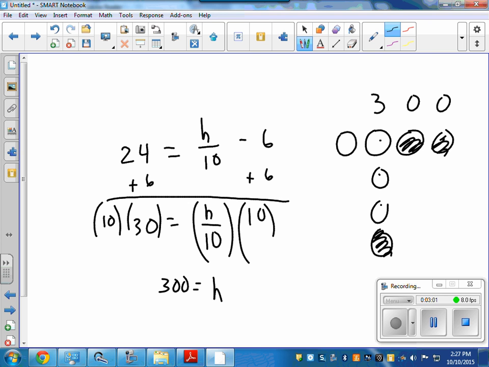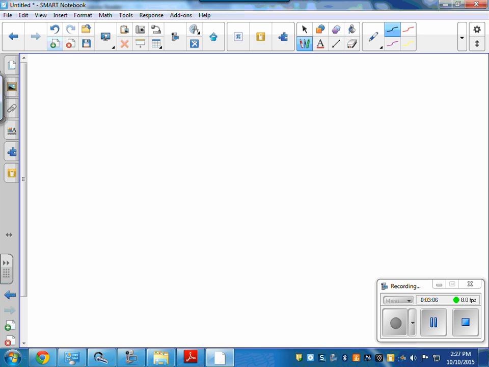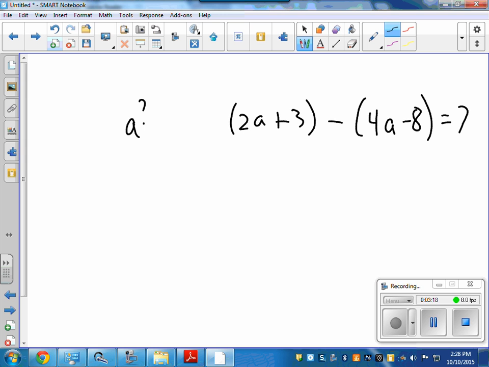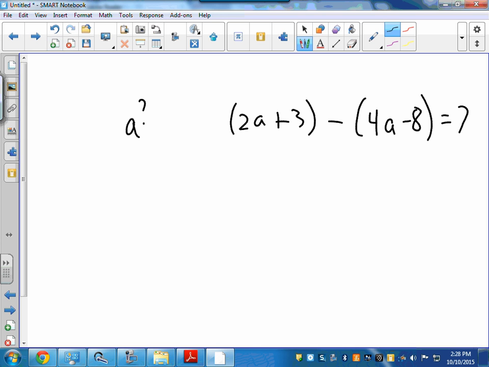Okay, number 15. Let's look at 15. What is the value of a? So that's what we're trying to figure out. We do know that 2a plus 3 take away 4a minus 8 is equal to 7. And again, this is pure algebra at this stage. They don't give us the choices, so we're just going to have to be able to solve this equation. Okay, so we have 2a plus 3. Now here, don't forget, you have to distribute that minus 1. So minus 4a and then plus 8 is equal to 7.